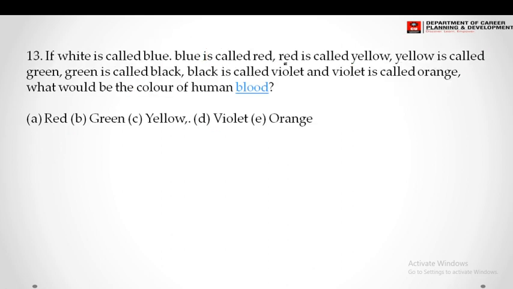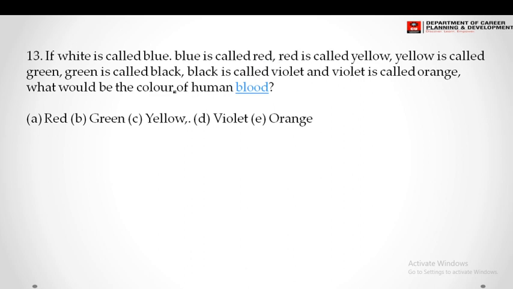Next one is question number 13. In question number 13 is again the same type of question. So first, if white is called blue, blue is called red, red is called yellow, yellow is called green, green is called black, black is called violet, then violet is called orange, then what would be the color of human blood?